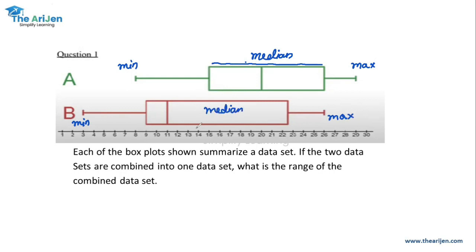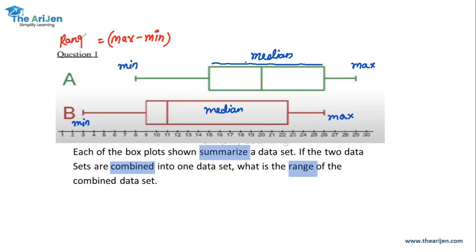Now let us see what is given in this question. It says that each of the box plots shown summarize the data. So you have to read the box plot details all together, and if the two data sets are combined into one data set, it means you have to add both the information, then you have to find the range of the combined data set. So what do we know about range? Range is maximum minus minimum value of the data.